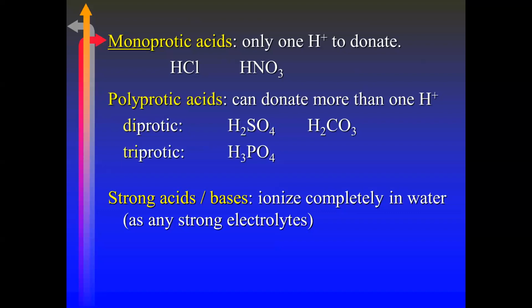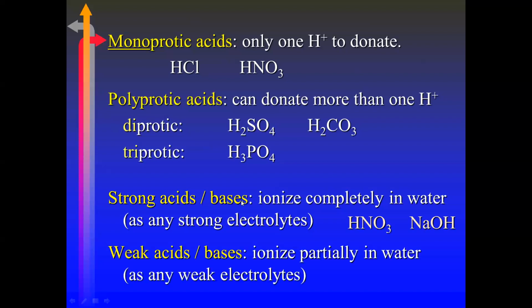Another category we can separate acids into is strong acids and strong bases, in comparison with weak acids and weak bases. So what is a strong acid? A strong acid means that acid or base can ionize completely in water. That means that acid or base can dissociate into ions. This is what we call ionized. It can separate into ions completely.